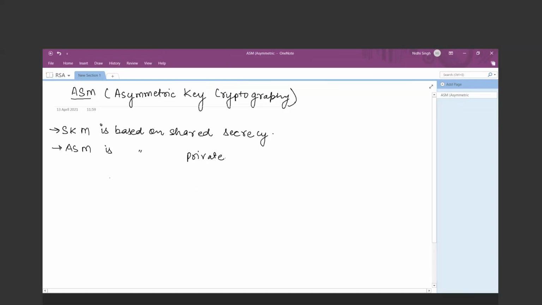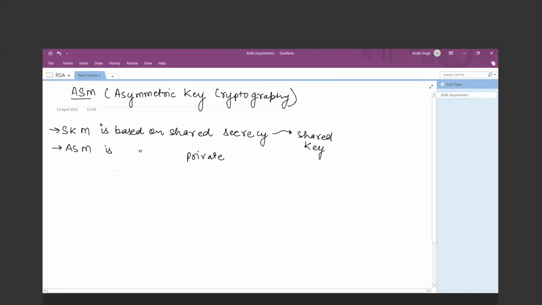So for the communication, symmetric key cryptography is based on only one single key, that is called the shared key, and that shared key is common to both of the entities, the sender and the receiver. The encryption process uses the same secret key and the decryption process also uses the same secret key.